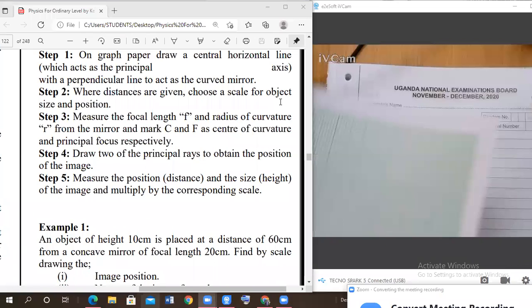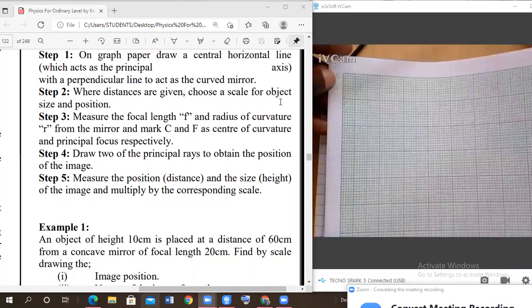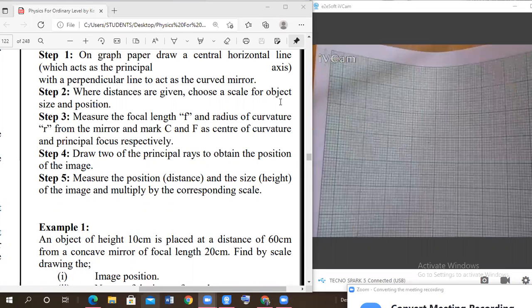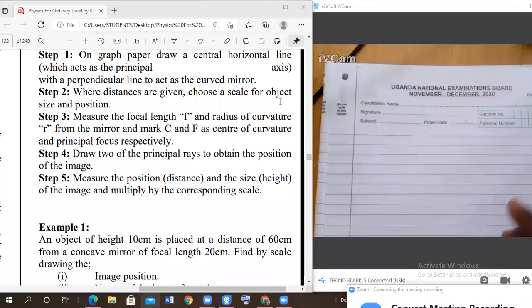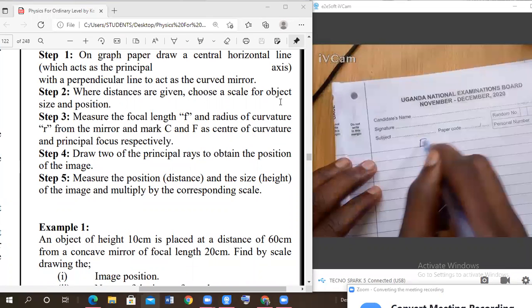I delayed because I was getting my graph paper. Let me have yours. Do you have yours there? So, examples now.